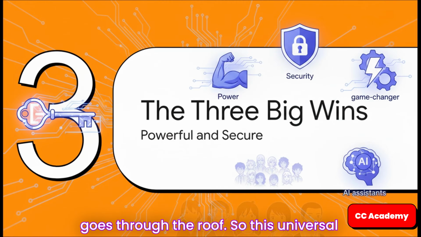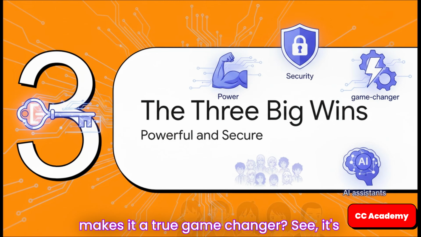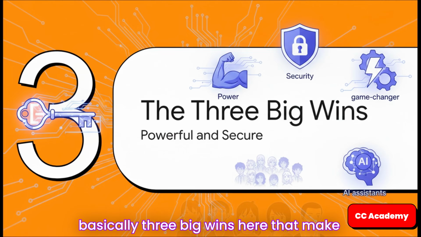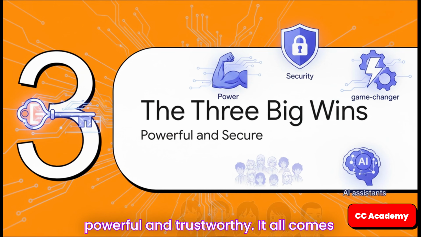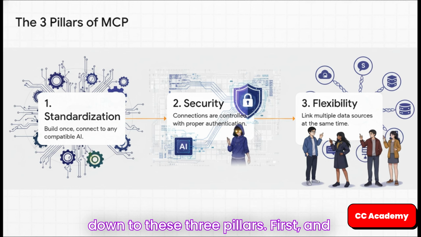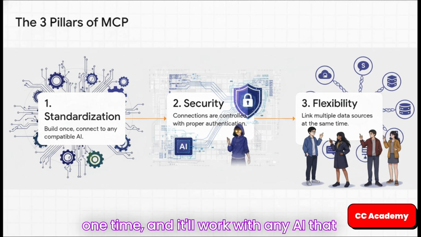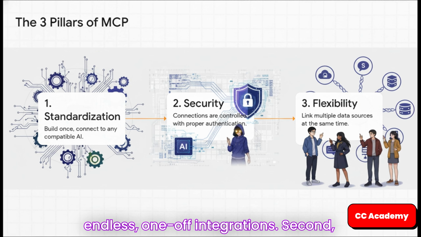So this universal key is obviously a huge deal, but what makes it a true game changer? See, it's not just about making a connection, it's about connecting the right way. There are basically three big wins here that make this whole protocol both incredibly powerful and trustworthy. It all comes down to these three pillars. First, and this one is massive, is standardization. A developer can build a connector just one time, and it'll work with any AI that speaks the MCP language. No more building endless, one-off integrations.